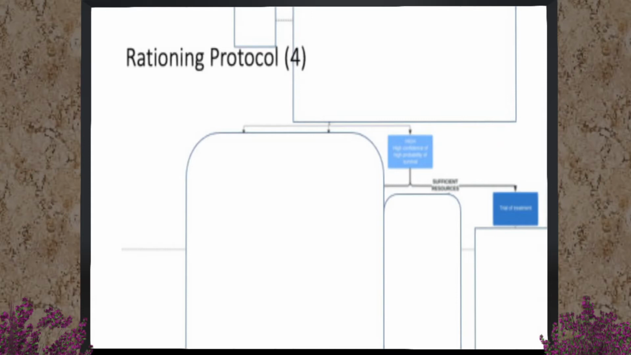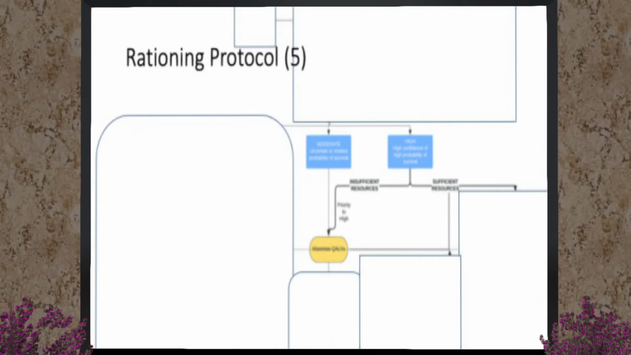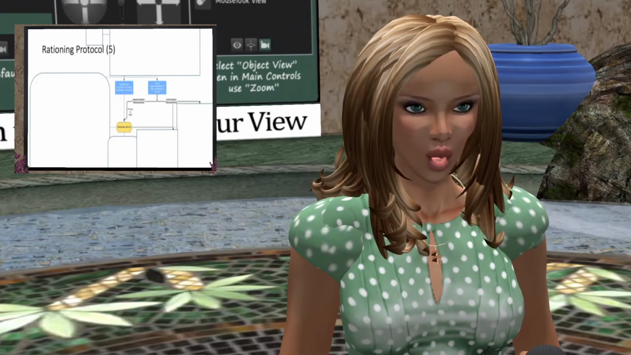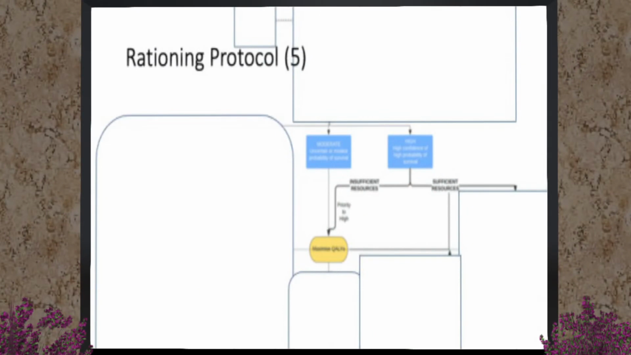On the other hand, for those individuals in the high category, we want to try out our best treatment on them to the extent of our insufficient resources, because they have the most likely chance of surviving. It's the large, moderate group where the really tricky decisions have to be made. We prioritize them by what it would take to maximize their quality of life. Especially with insufficient resources, there's really not much we can do.